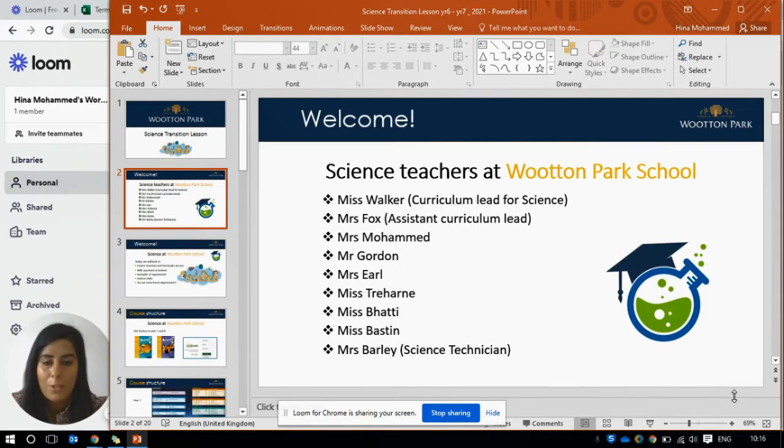We have got Miss Walker, who is a curriculum lead for science, Mrs. Fox, who is the assistant curriculum lead, we've got Mrs. Mohammed, that's myself, Mr. Gordon, Mrs. Earl, Miss Trehan, Miss Batty, Miss Baston, and Mrs. Barley, who's our technician. So a couple of these teachers are new to the school as well, so you'll also have potentially new teachers along with yourselves who are new to the school.